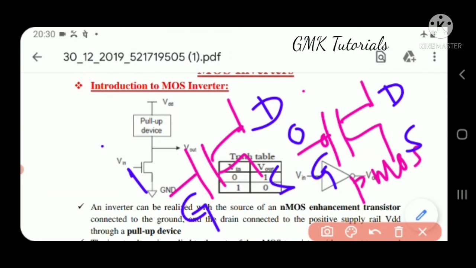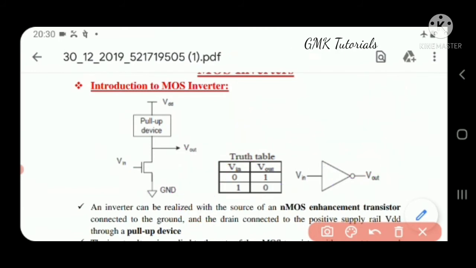What is the main importance of the MOS transistor apart from the transistor? This MOS transistor plays a very important role in different kinds of real time applications, because its size is also very small compared to transistors. Coming to our actual topic here, this is generally called a pull down transistor.